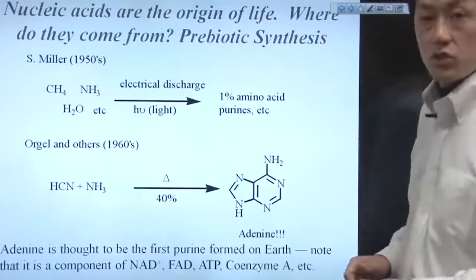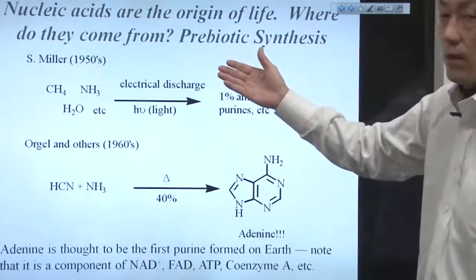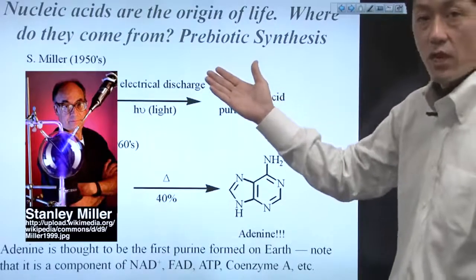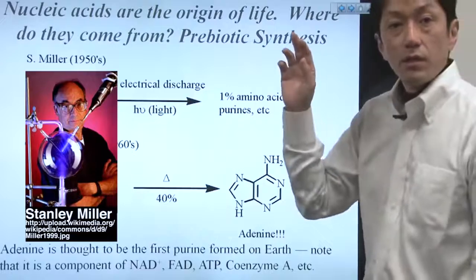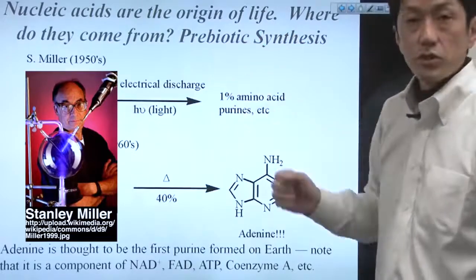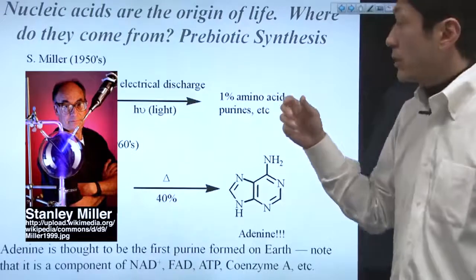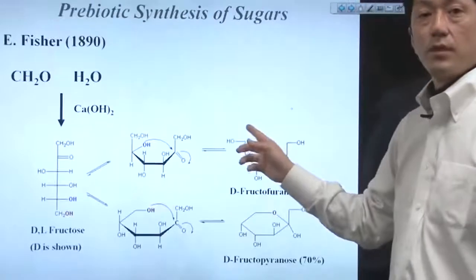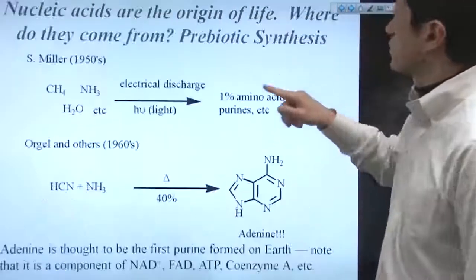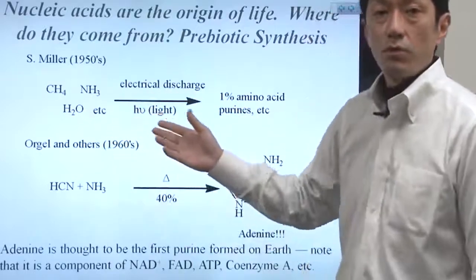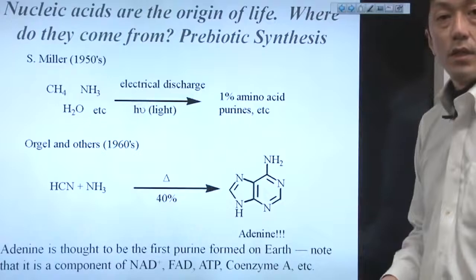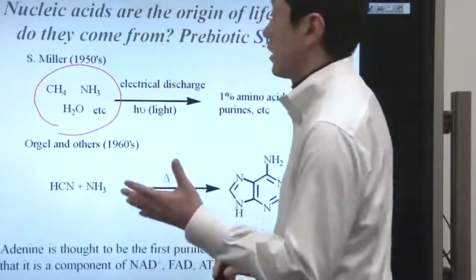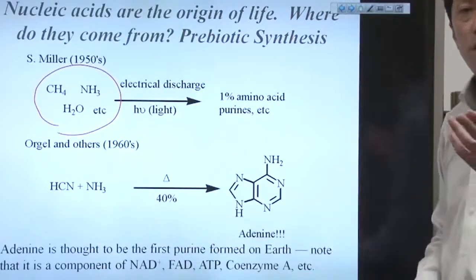In the 1950s, Dr. Miller was a graduate student at the University of Chicago in the United States. The intention of his doctoral research was to prove that the materials that served as the origin of life can be synthesized from the simple materials in the environment of the prebiotic Earth. These are the materials that he started with.